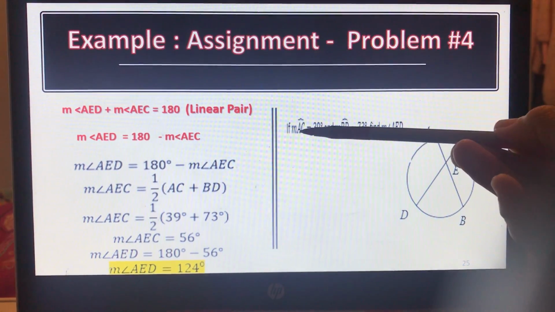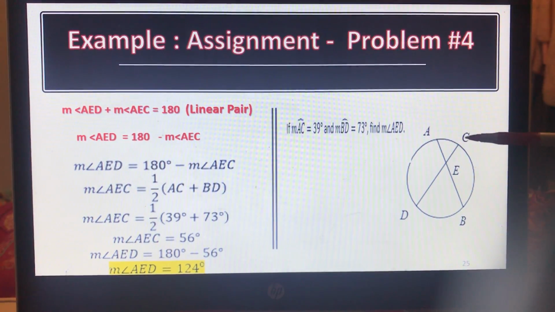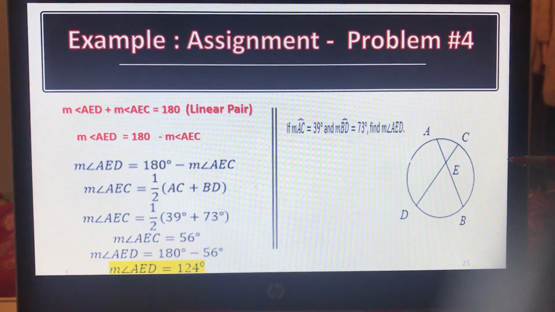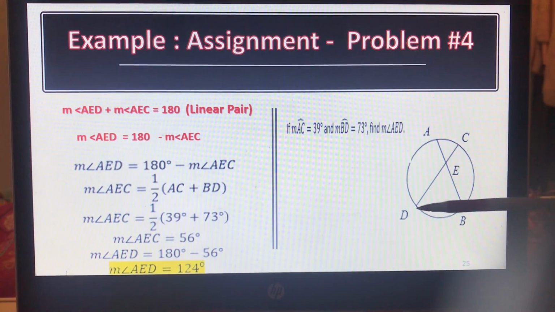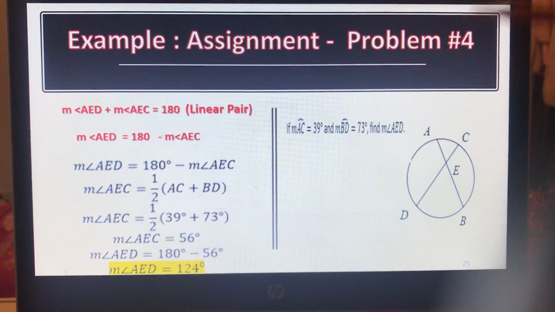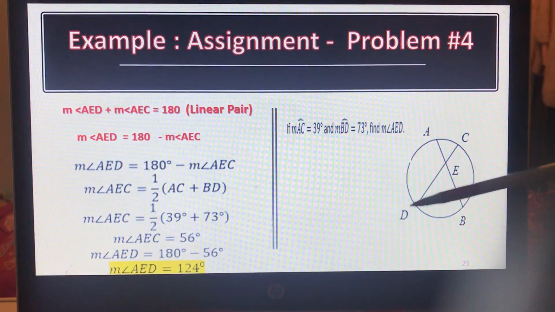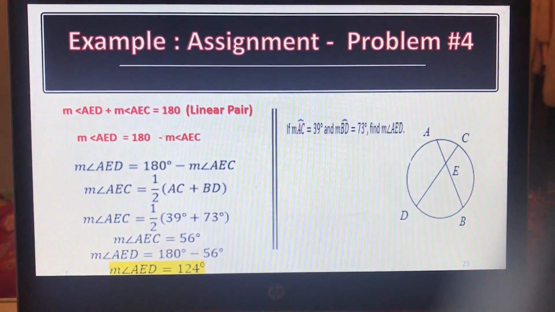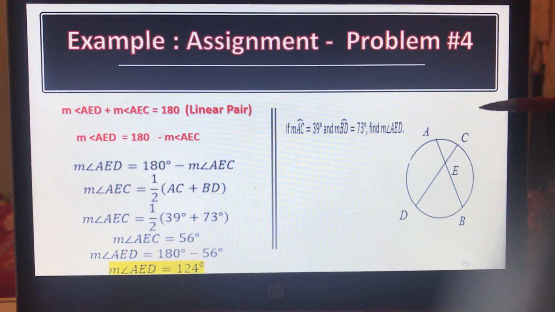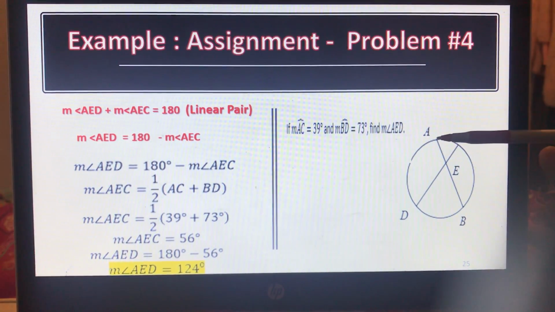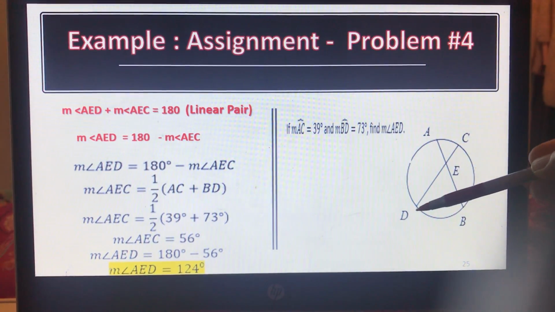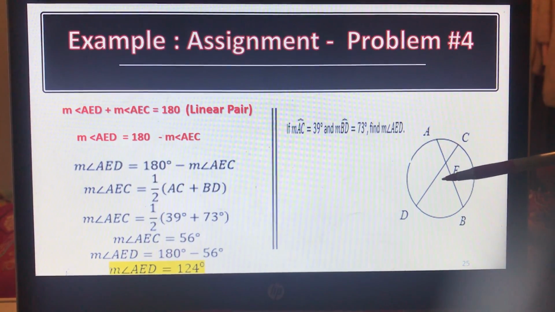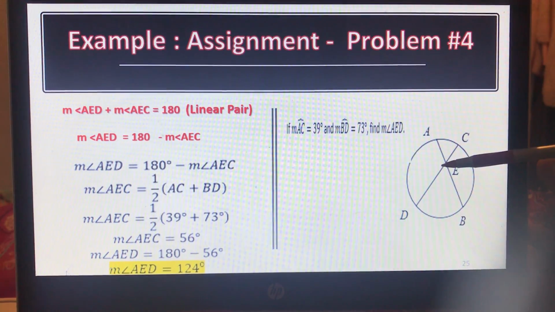So they're telling us that if the measure of arc AC is equal to 39 degrees, and if the measure of arc BD is equal to 73 degrees, we have to find the measure of angle AED. Now, very important, the first thing we have to notice for this problem is that, first of all, we're not looking for AEC or DEB. We're looking for AED. So we're looking for the measure of this angle.